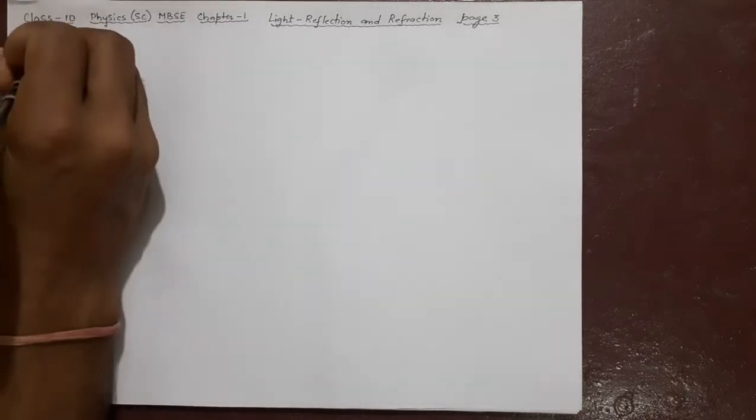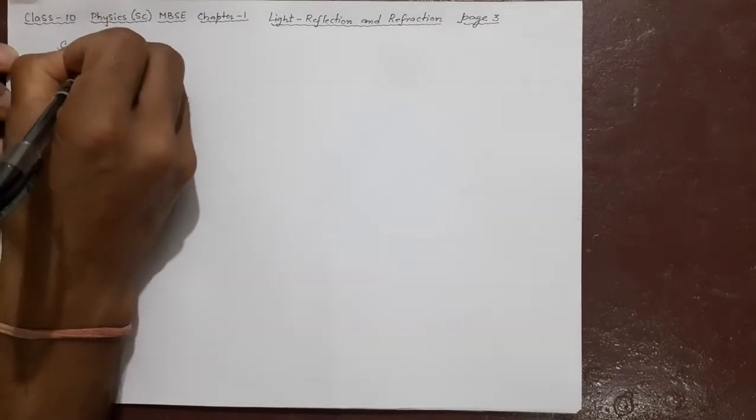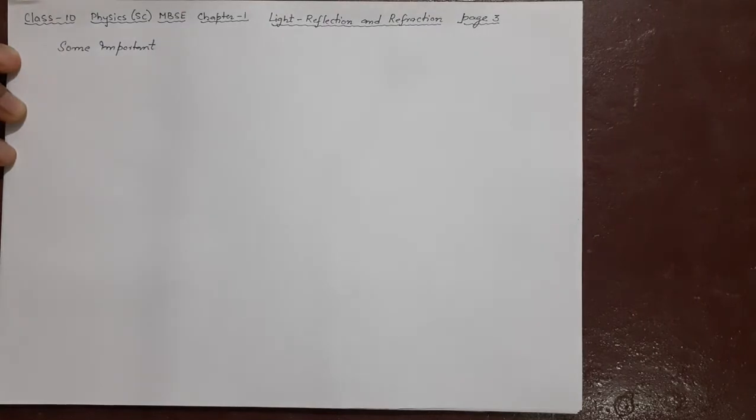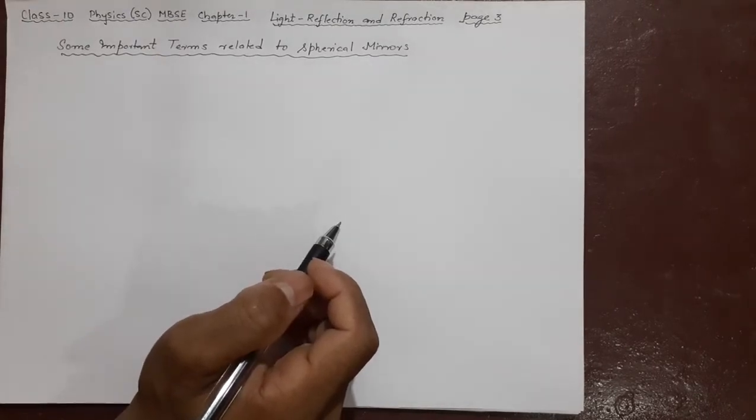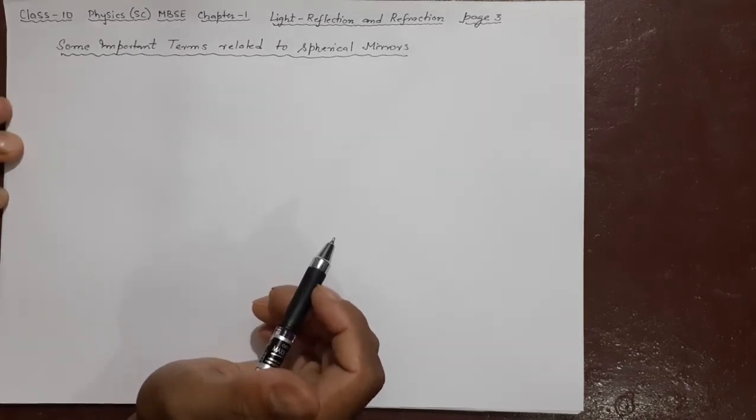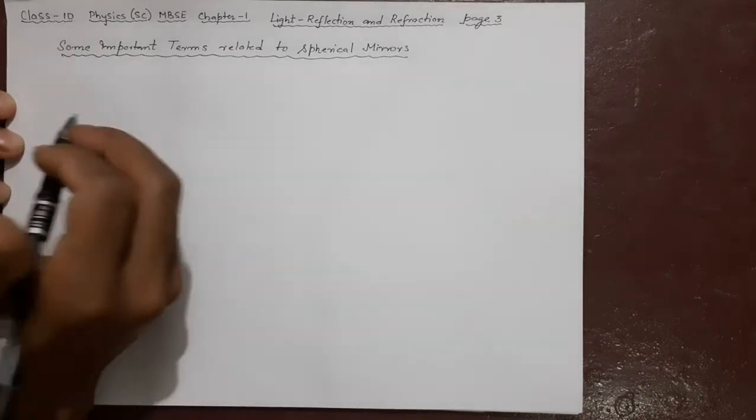Here the things that we are going to learn today are some important. You can see your page number 3 of your textbook. So this is the one, some important terms related to spherical mirrors. Spherical, you already know from the previous video, means the concave and the convex mirrors. Now in every convex and concave mirror you will have some special things that you need to know. What are they?